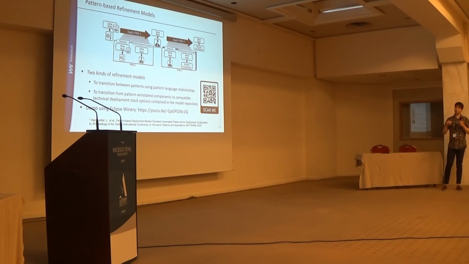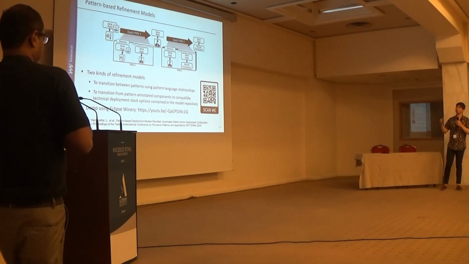And here we have two different kinds of refinement models. First of all, we transition using the pattern language relations only. So we annotate these abstract requirements, and then we go on to more concrete hosting requirements. And when we move to the actual concrete deployable stacks, we transition by means of a repository of possible stacks that implement the pattern we want. And essentially, when we do the deployment modeling, we can employ this approach, enabling us to move from abstract decisions to the actual concrete deployment options.